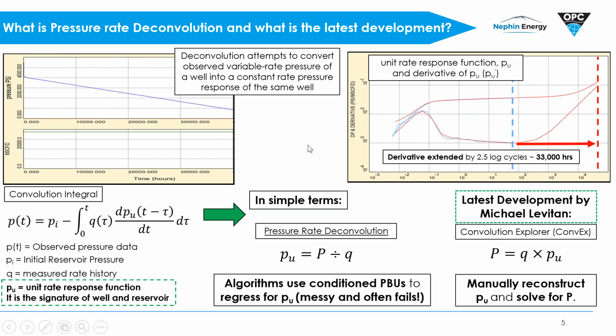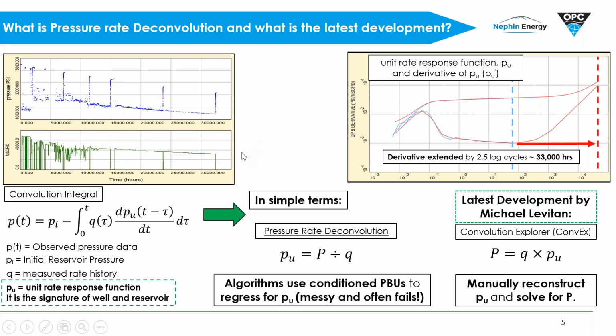So how do we do this? This all comes down to the convolution integral, which you can see here in the bottom left. Let me explain all the terms in this equation. This equation's been around for a long time. PT is the observed pressure data, so that's all your blue data recorded by your downhole gauge. PI is the initial pressure at the start of production. Again, that can come from the gauge or you could use it from MDT, whatever you think is the most accurate value of your initial pressure.